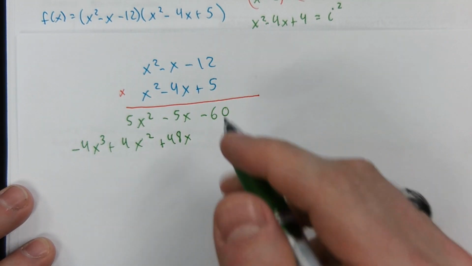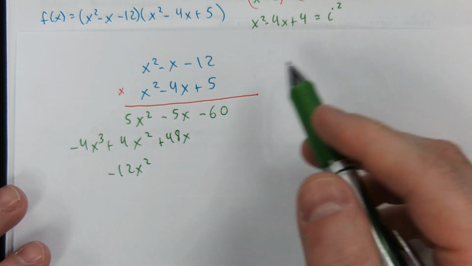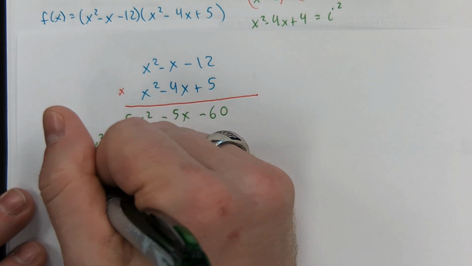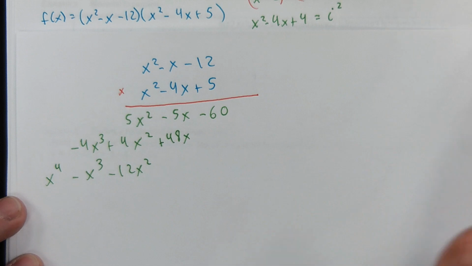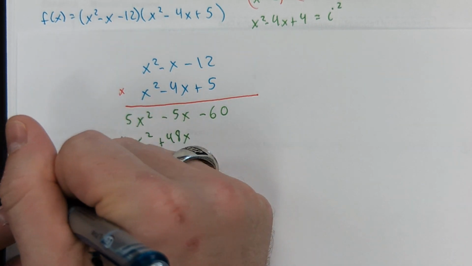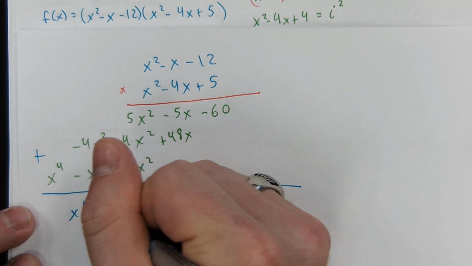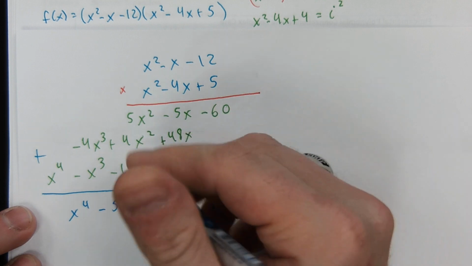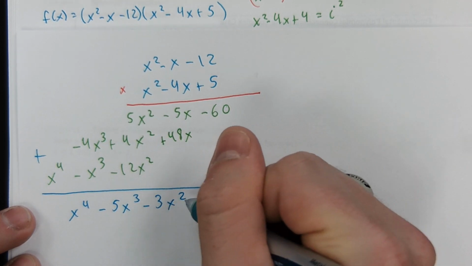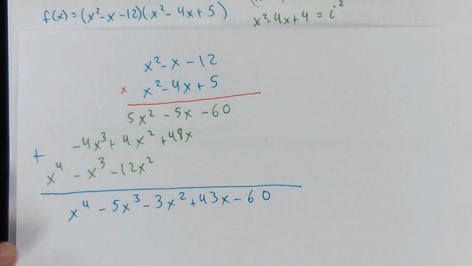x squared times negative 12 is negative 12x squared. See, I'm just making the like terms line up. x squared times negative x is negative x to the third. And x squared times x squared is x to the fourth. And we can just add straight down now and have the result. x to the fourth minus 5x to the third, that's 9 minus 12, minus 3x squared plus 43x minus 60. And that is our polynomial in standard form.